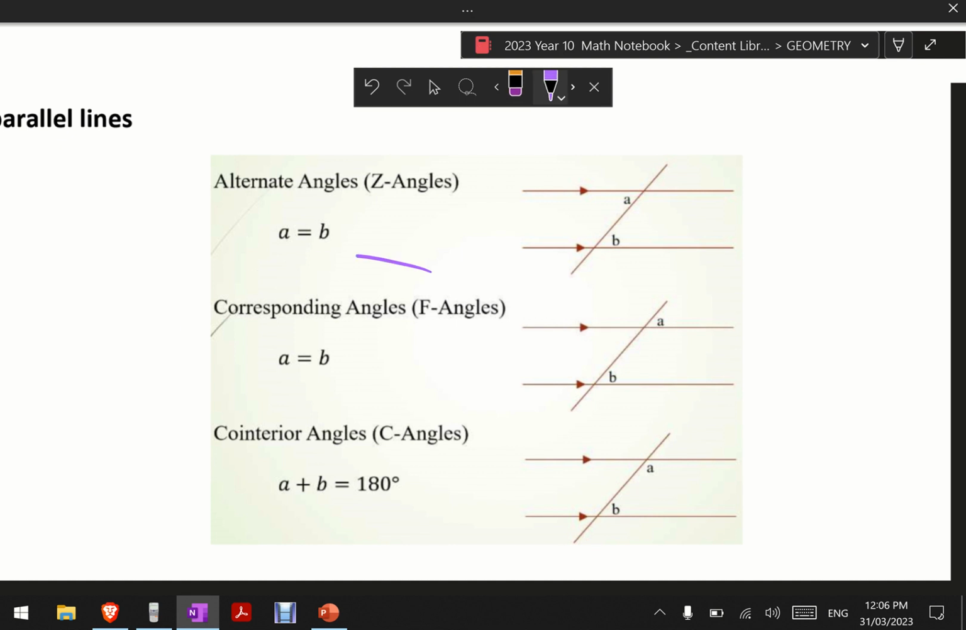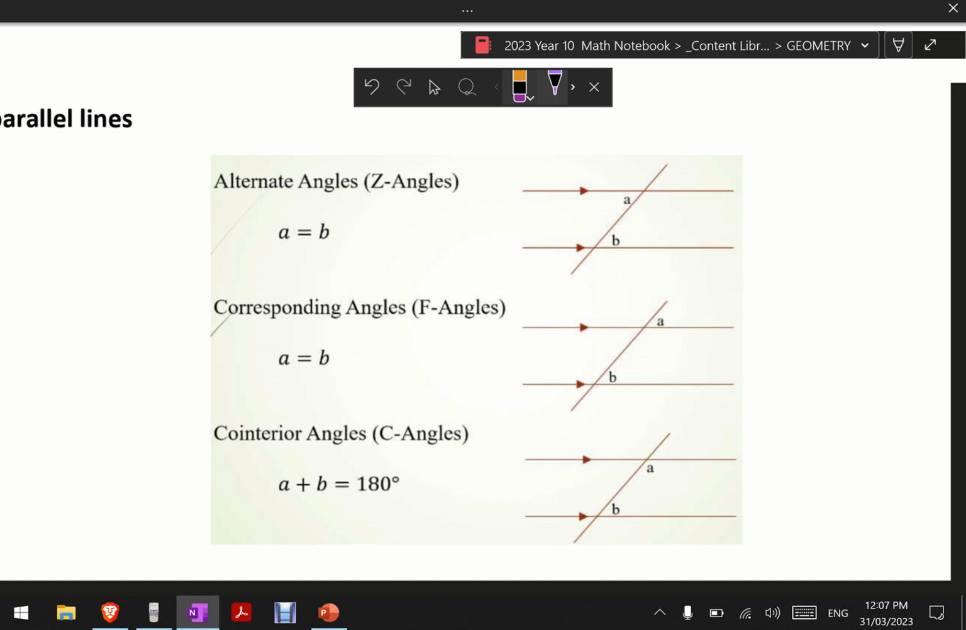The other one is corresponding. Let's say you have that line that Donnie mentioned, that splits them. The angles here, A and B, are also the same. They're exactly the same, and you can see that in a diagram. They're exactly the same angles.